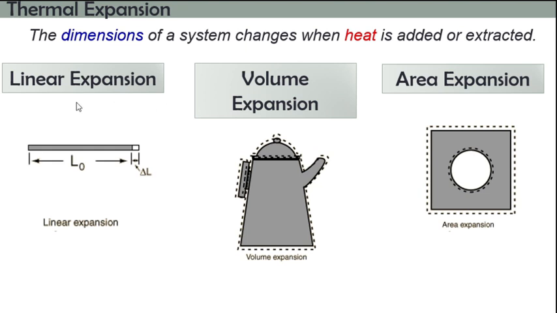So the changes can be in terms of a linear dimension change called linear expansion, and it also follows that the surface area and volume also change when there is a change in temperature. And these are called volume expansion and area expansion. Let us describe more about linear expansion.